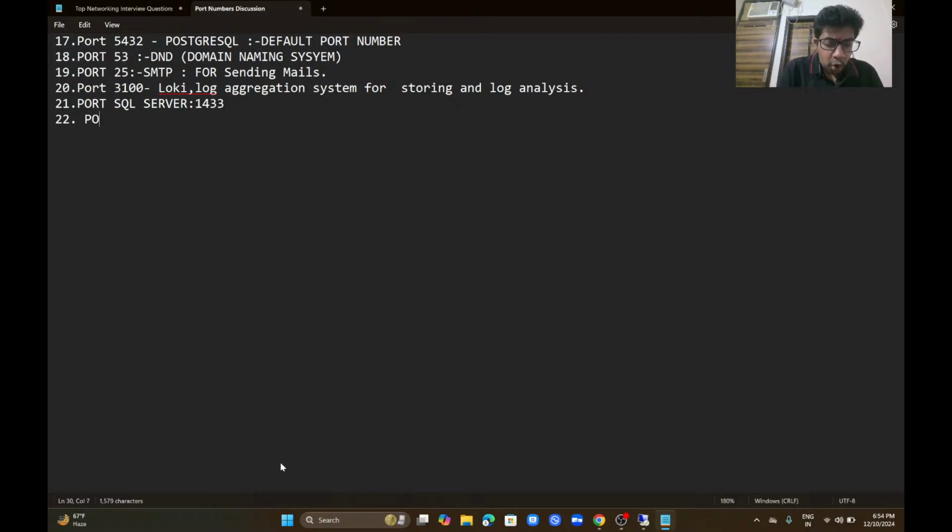Port 22, FTP protocol, File Transfer Protocol, uses port number 21. Okay, 21 is the port number. Port 110, that is POP3. 143 is the IMAP port, used for IMAP, Internet Message Access Protocol.